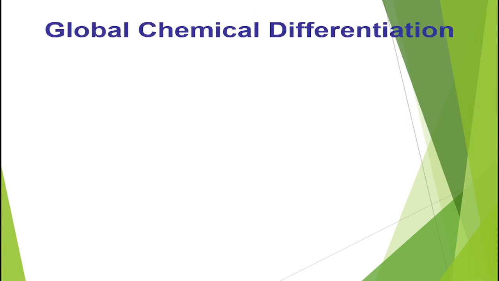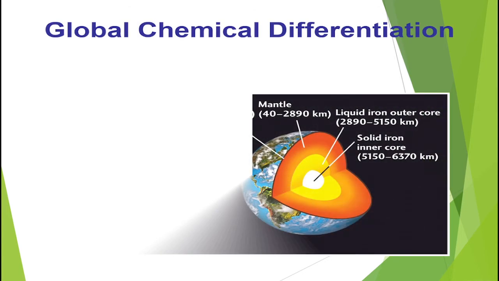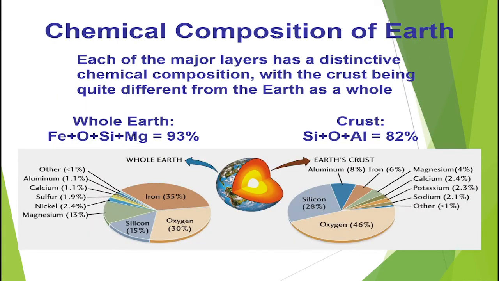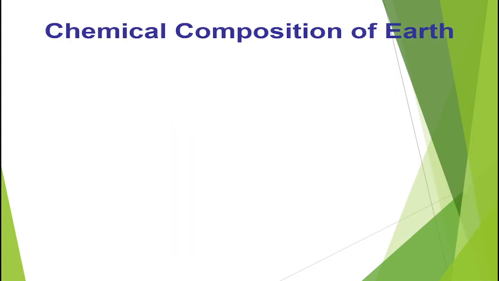This global chemical differentiation was completed by about 4.3 billion years ago, and the Earth had developed an inner and outer core, a mantle, and crust. It resulted in 4 distinct layers of the Earth that have distinctive chemical compositions, with the crust being quite different from the other layers. Earth's whole chemical composition is shown below. The distinctive layers are enumerated as follows.